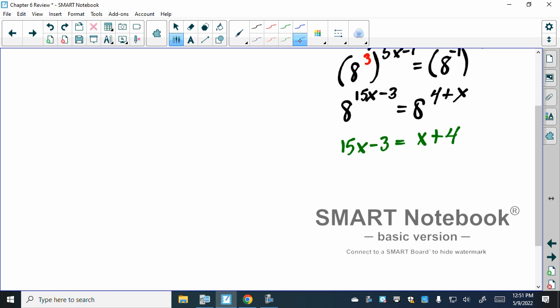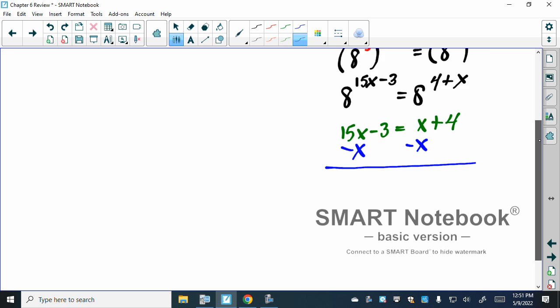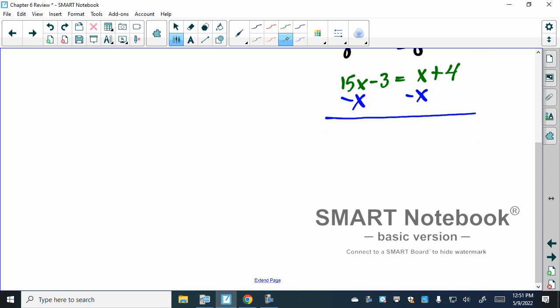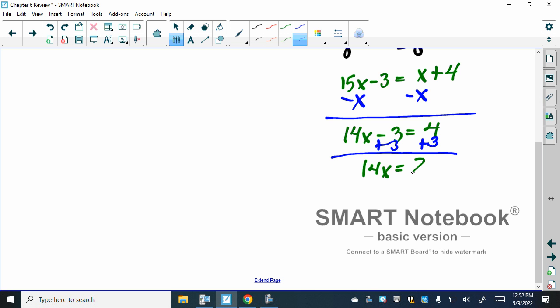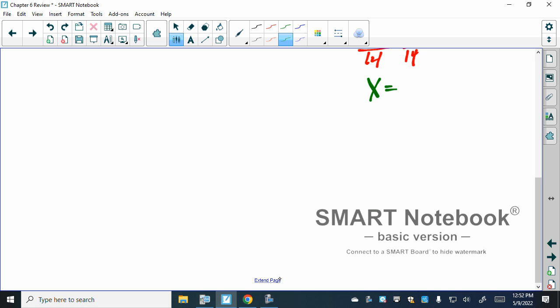Now at this point here, we just need to solve for the value of x. So the first thing we can do is subtract x from both sides. 15x minus x is going to give us 14x. Minus 3 is equal to 4. Then the next thing we can do is add 3 to both sides. So 14x is equal to 7. And last but not least, we can divide both sides by 14, telling us x is equal to 1/2.